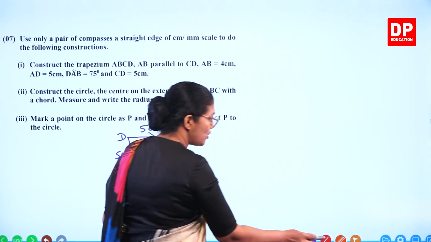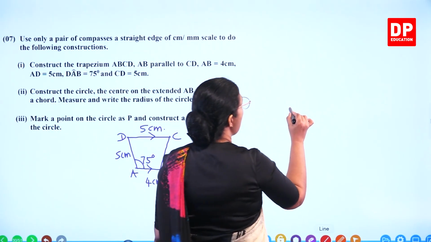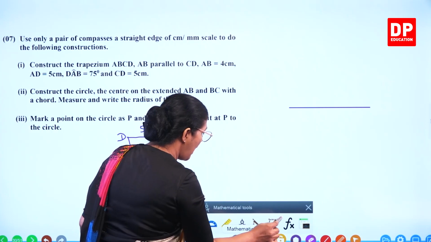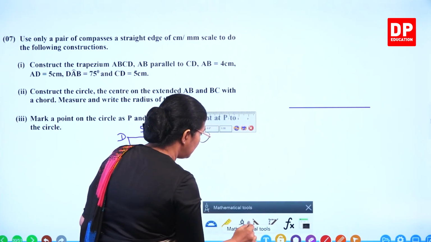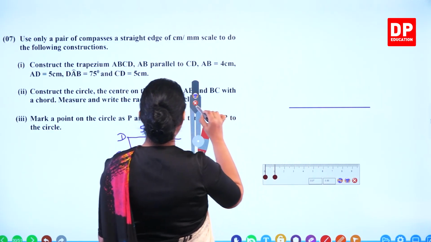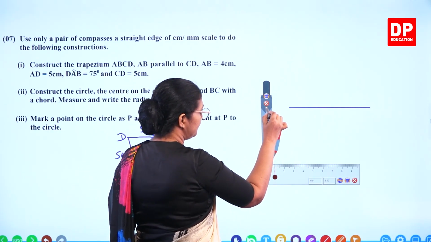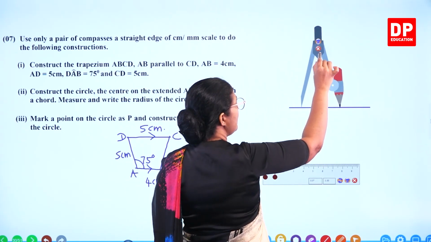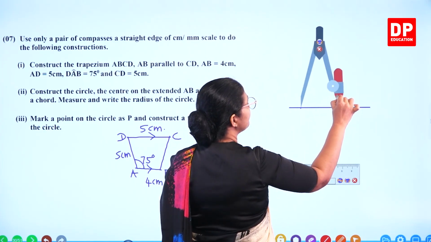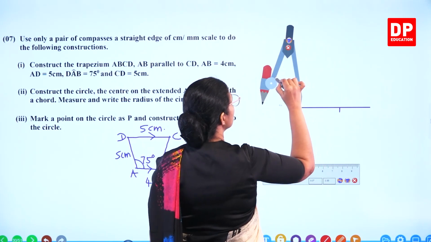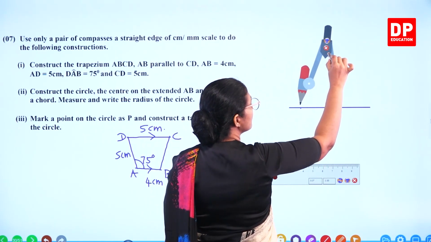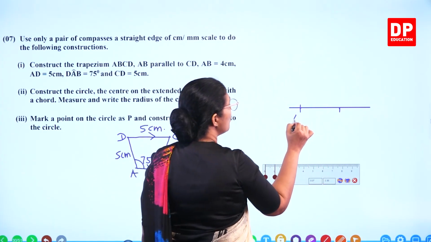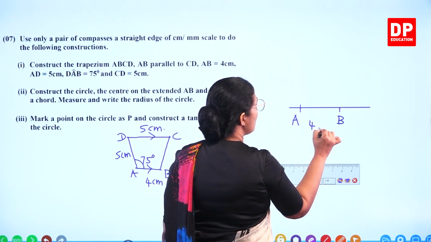So what is the first thing you can do? We can take the ruler and just mark a line segment, and take the ruler and the compass. Now you need to measure a 4 centimeter line. Measure 4 centimeters and keep that on the line and mark the two points. And label those two A, B, and we'll mark 4 centimeters.